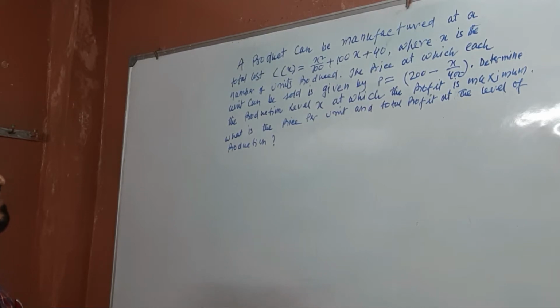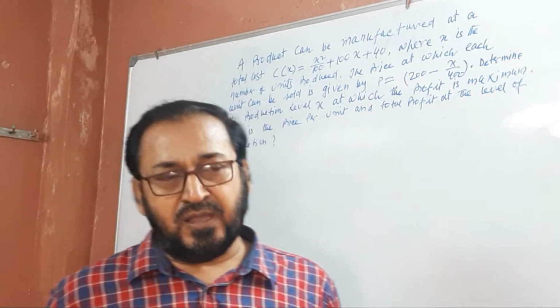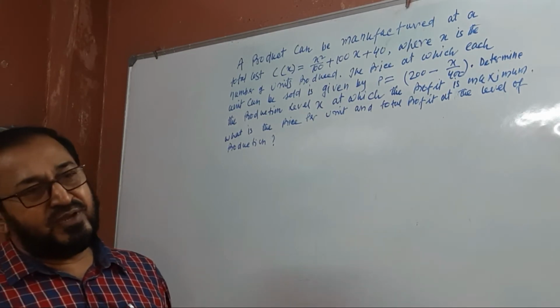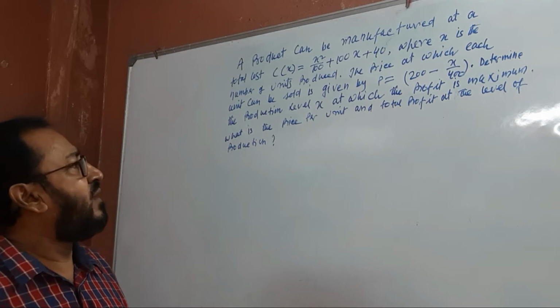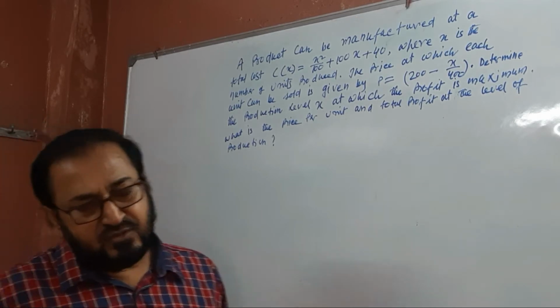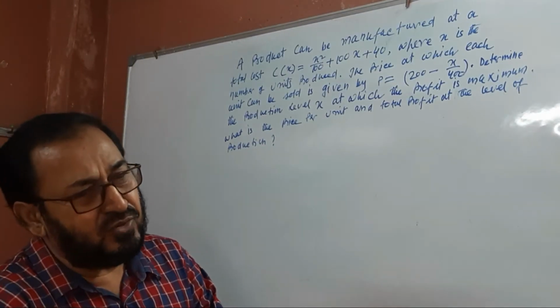So here the price function is given and also the total cost function. Determine the production level at which the profit is maximum. Profit जहाँ पर maximum होगा उसका level of production क्या होना चाहिए? What is the price per unit? Per unit market price कितना होगा? And total profit at the level of that production. Total profit भी क्या होगा? तीन पार्ट है, इस तीन पार्ट को निकालना पड़ेगा.